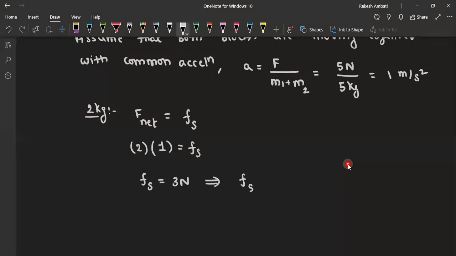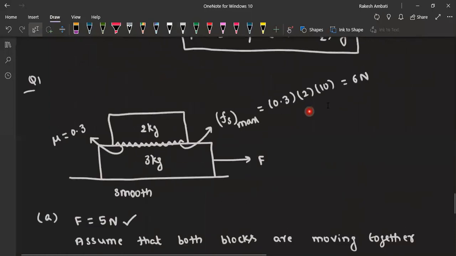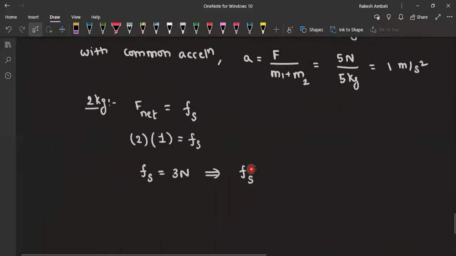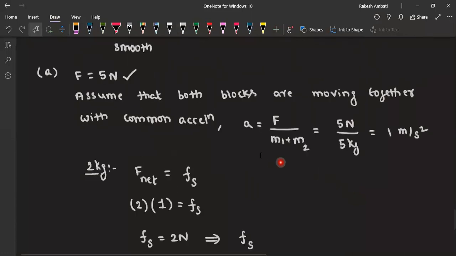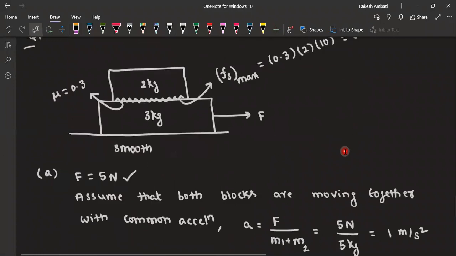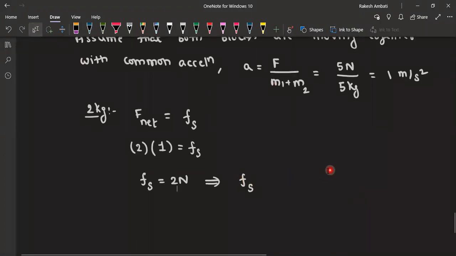Now please answer. Is this Fs value less than Fs maximum or greater than Fs maximum? 2 Newton. Okay. So this Fs value of 2 Newton is greater than Fs maximum or less than Fs maximum? Less than. Fs maximum is 6 Newtons, but here we got only 2 Newtons. So here Fs is less than Fs maximum. If this is the condition, are they moving together or separately? Together.